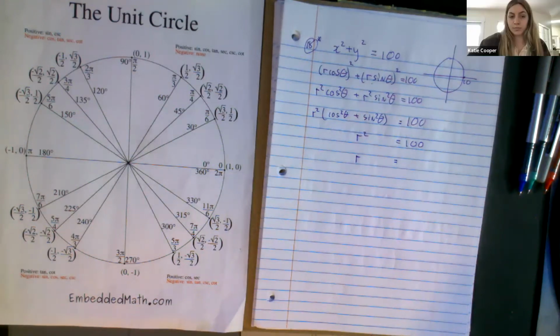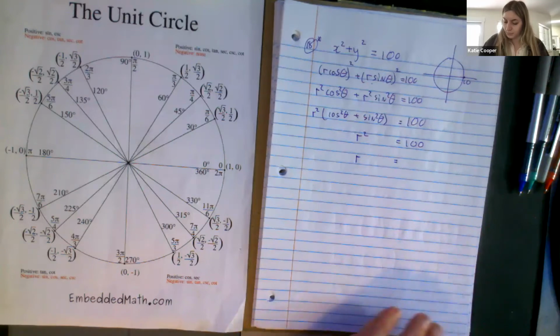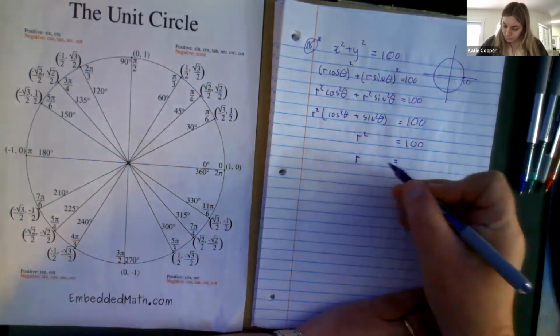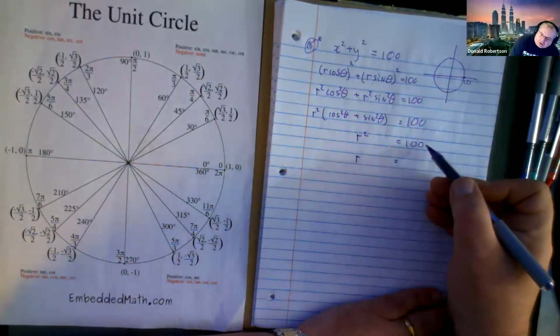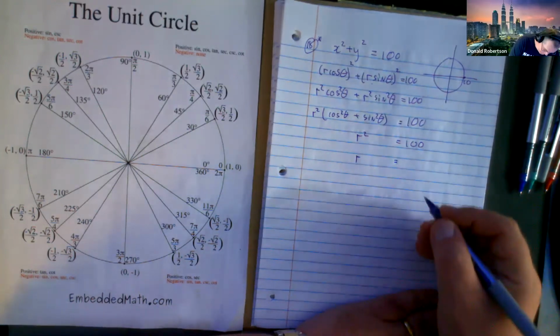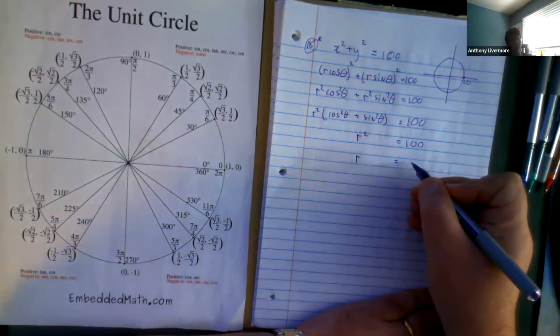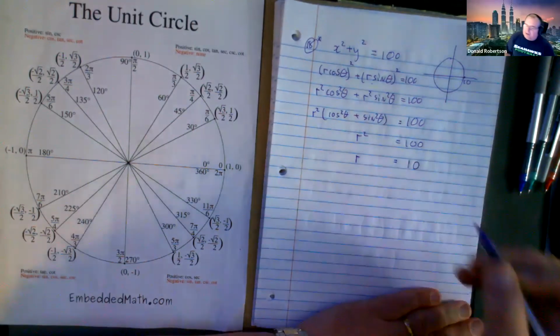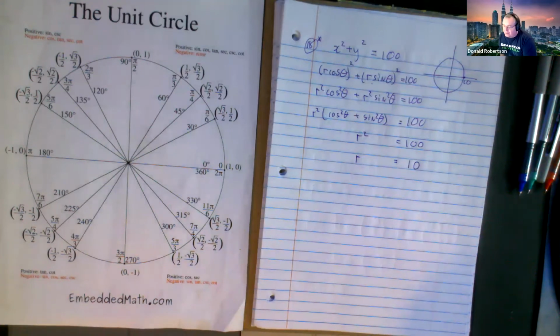So what could this be? R squared is 100. What would r be equal to? Plus or minus 10. Correct. Yet we only pick the positive one. Does the negative one work? Sure it does, but would you agree positive one just looks nicer?